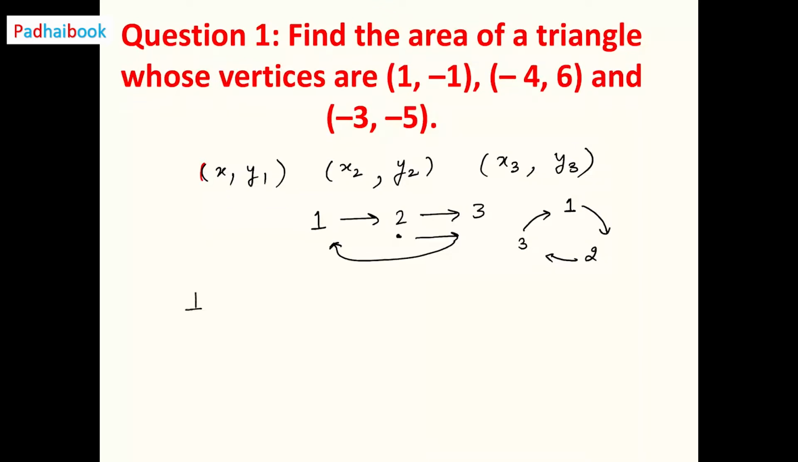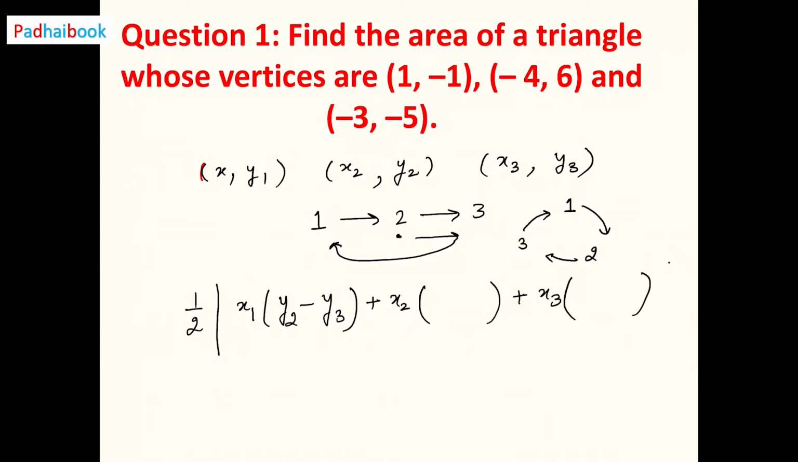Now let's see how I'm writing the formula. Half modulus. I'm writing x1, so here I have written 1. Then in the bracket, after 1 the next point will be 2 and the next point will be 3. First I have started with x1, next will be x2. Now I'm not writing in this bracket; first I will write x3 and then I'm going to put it here. Now I'm starting with 2, so next will be y3 minus y1. And now I'm starting with x3, so it will be y1 minus y2. A very easy way to remember this formula. Now I'm going to do this question.